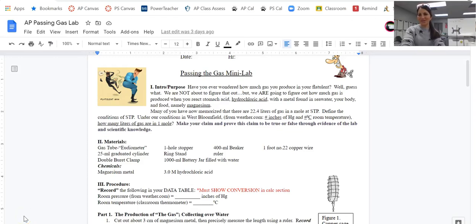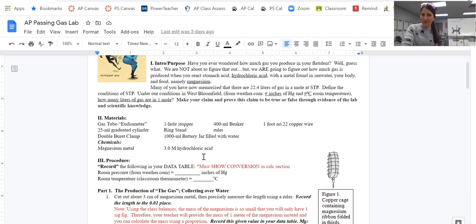So we are going to be doing the Passing the Gas lab today. Okay, so we know that our goal, our target for this is to figure out what are the liters per mole and how do they compare? We know that at STP it's 22.4 liters per mole, but what if we're under our own conditions? What should it be? And so hopefully you've had a chance to do some pre-lab calculations and to make your claim to figure out around where that should be, okay?